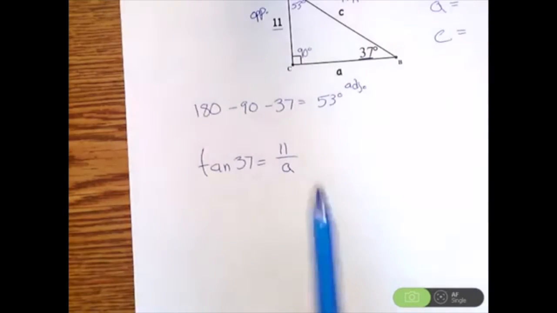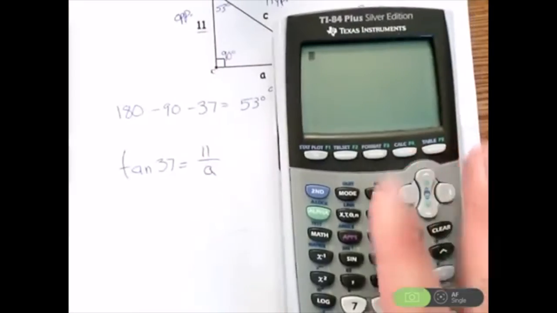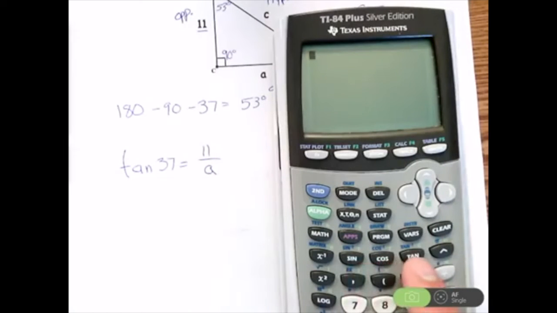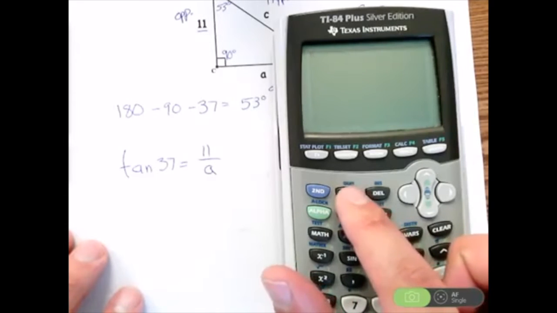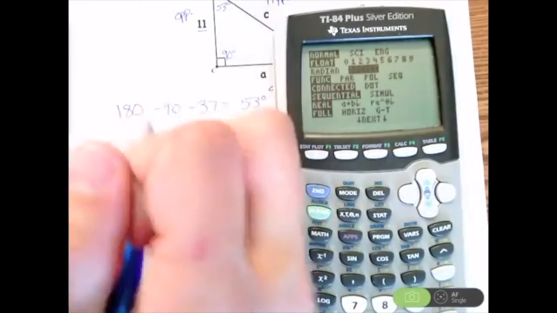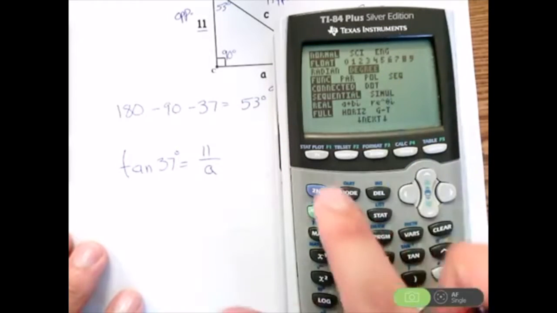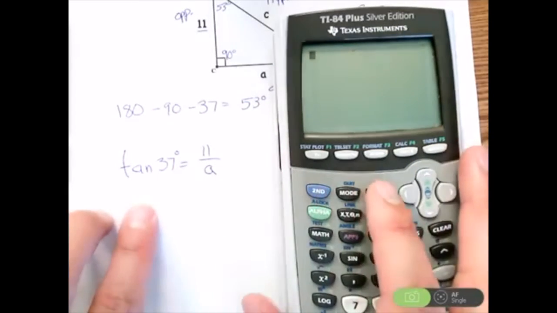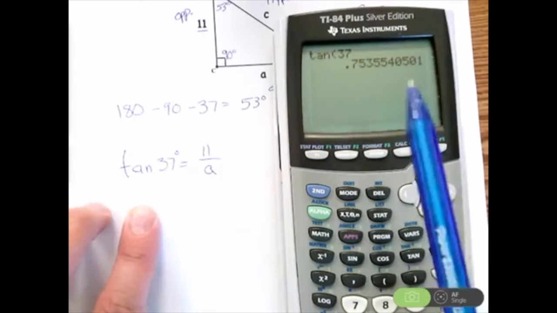Thank goodness, our calculators also have sine, cosine, and tangent. Now, in order to make sure you get the right answer, you want to make sure your calculator is in the right mode. If you go to mode, make sure you're set to degrees and not radians, because we're dealing with tangent of 37 degrees. So make sure you have that.